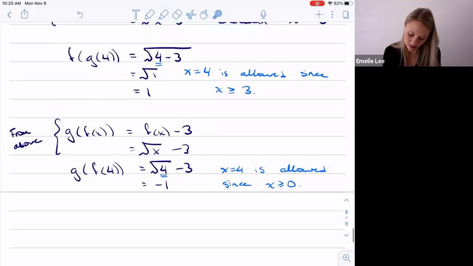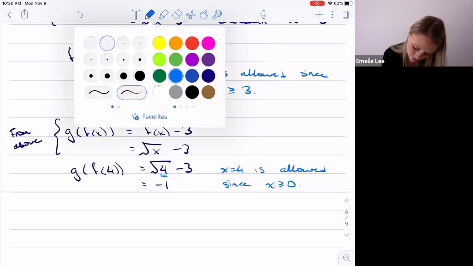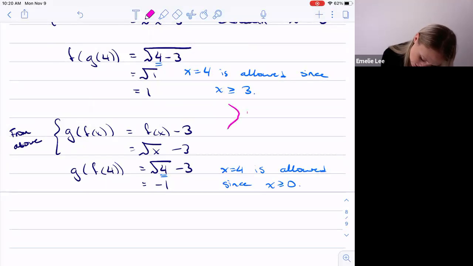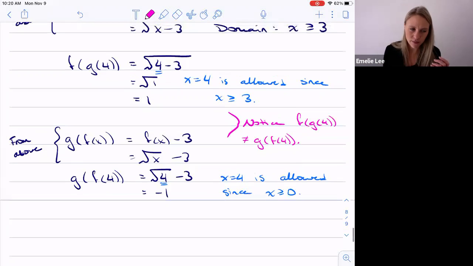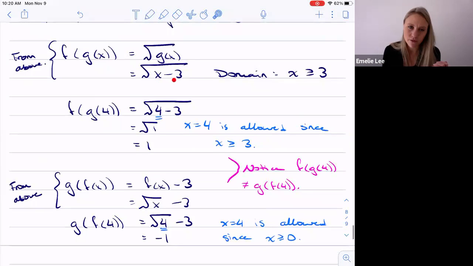Notice that these two things aren't the same. We don't expect them to be the same. So I'll just make a note here. Notice f of g of 4 does not equal g of f of 4. That's just a good thing to keep in mind, that these two compositions of functions look different. Root of x minus 3 looks way different than the root of x, minus 3, even though when you say it, it sounds the same, but it's actually quite different.